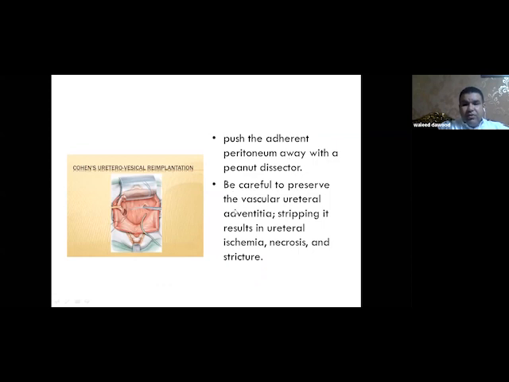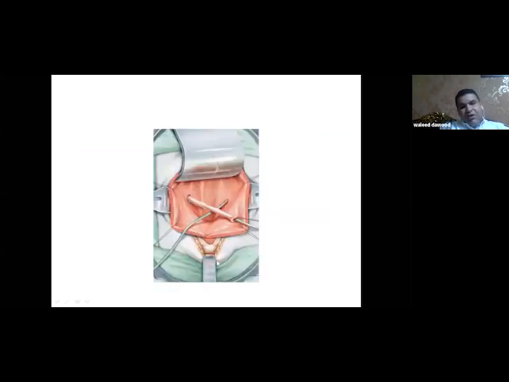Be careful to preserve the vascular ureteral adventitia because stripping of this adventitia results in ureteral ischemia, necrosis, and stricture. This is the ureter after its release. It's a very long segment of the ureter, and we can do re-implantation.